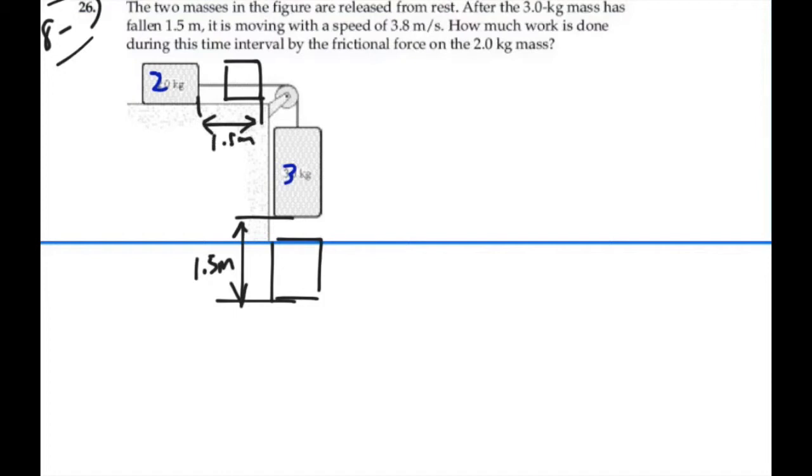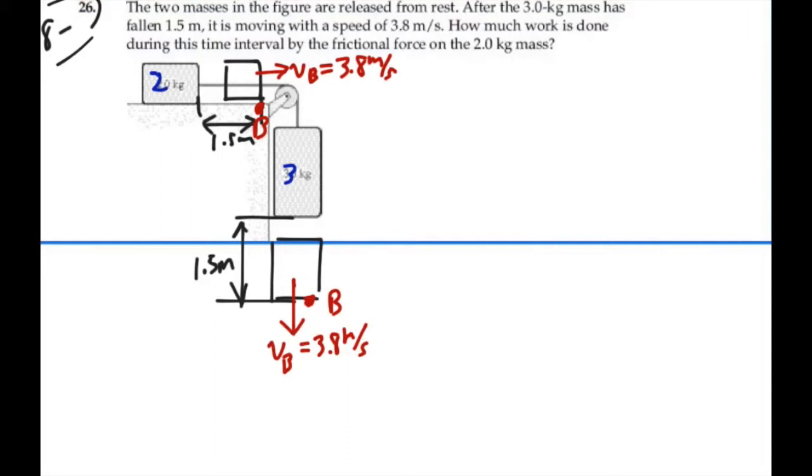Also, we're told that the mass after it has fallen is moving with a velocity equal to 3.8 meters per second. Let's call this point B, this secondary point. So that'll be our velocity at B. And for that matter, the 2 kilogram mass is also going to be moving to a new point B and moving with the same velocity because it is connected to the other mass. So everything is connected together with a taut string.